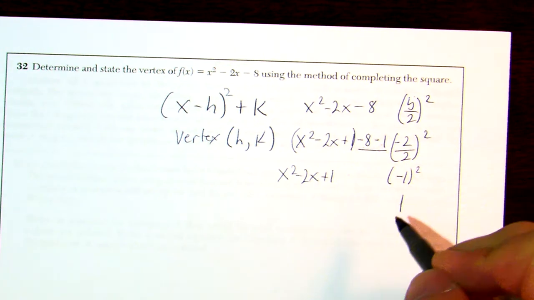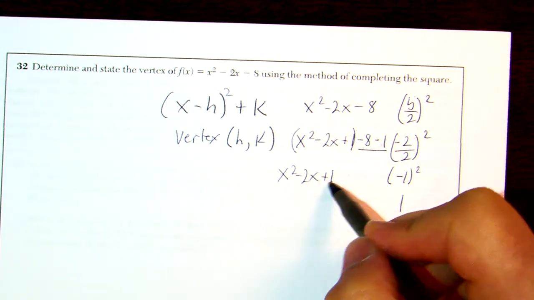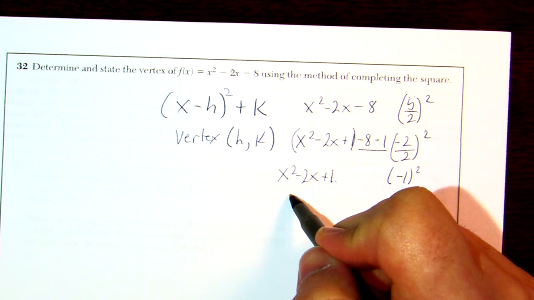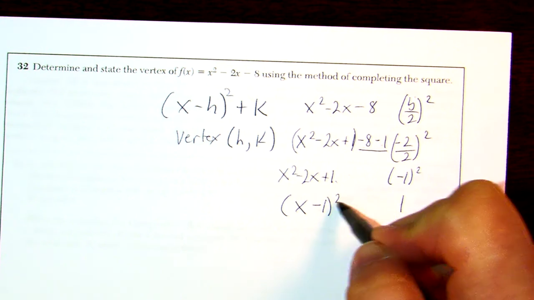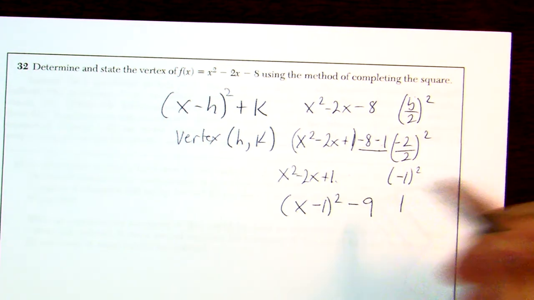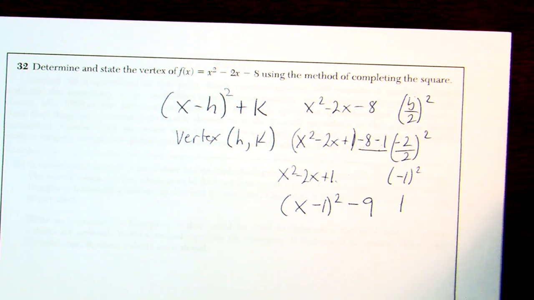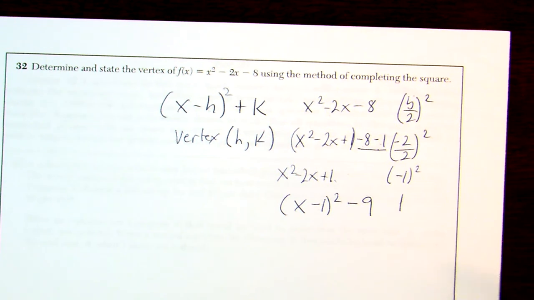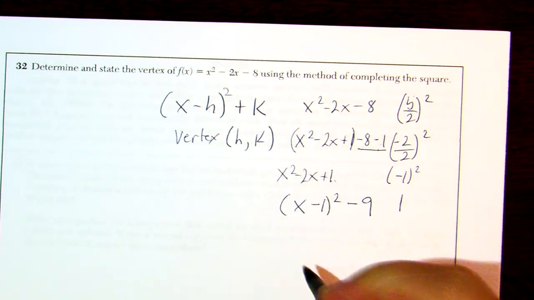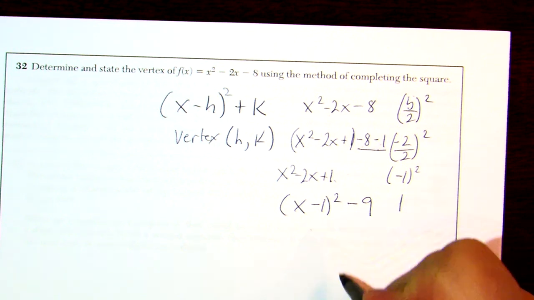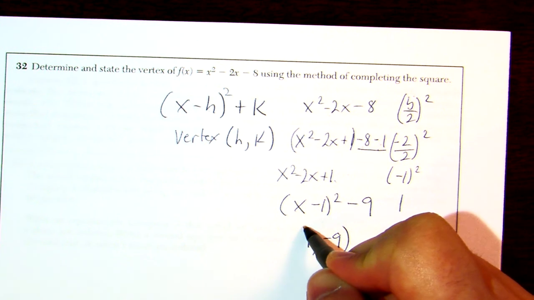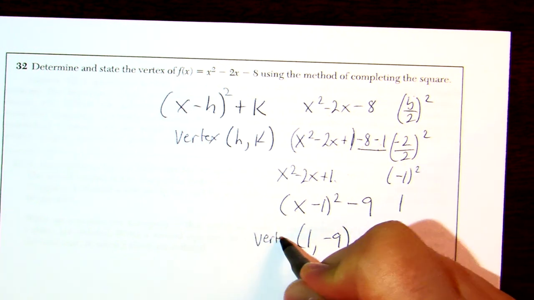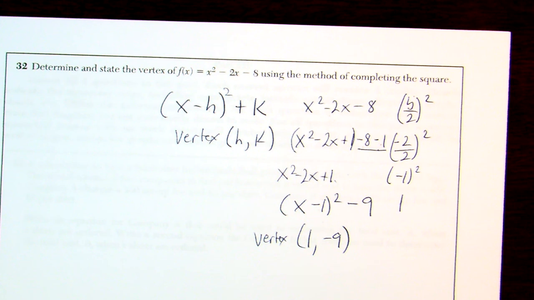We're going to leave that off for a minute, because this, when I factor it, is going to be (x minus 1) squared, and that's going to be a -9. Okay? That was the point of completing the square there. So now when I complete the square and I use this formula, I know that my vertex is going to be at (1, -9). So that's how you solve that one.